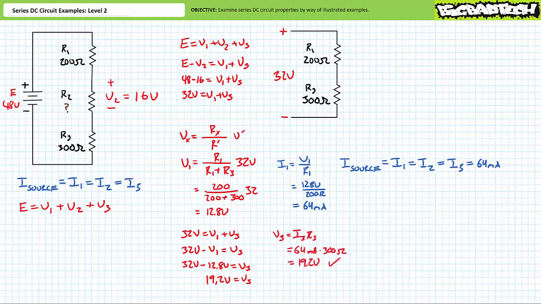As a means of checking our work, an application of Ohm's law solving for V3 similarly demonstrates that V3 to be the remaining 19.2 volts. The voltage across and the current through all elements has been solved for. All that remains is solving for unknown resistance R2. An application of Ohm's law solving for R2 demonstrates R2 to be 250 ohms. Alright, one more example problem remaining.